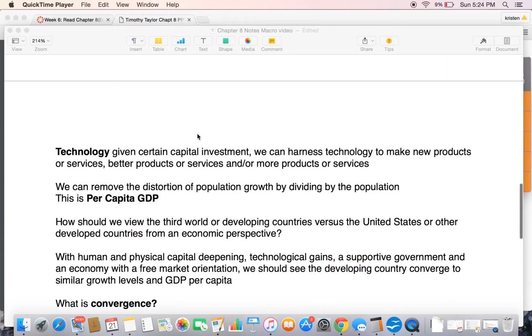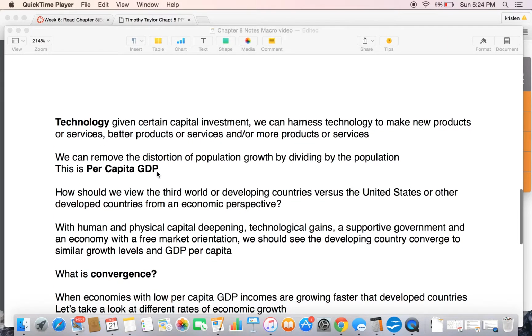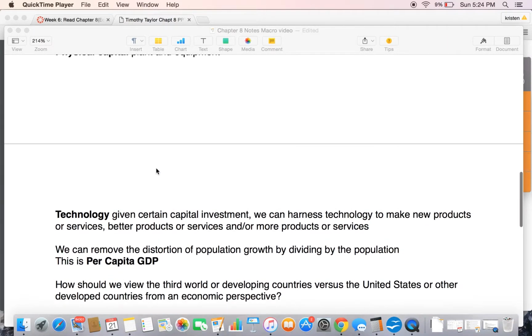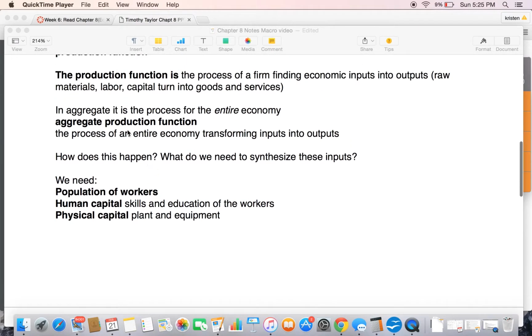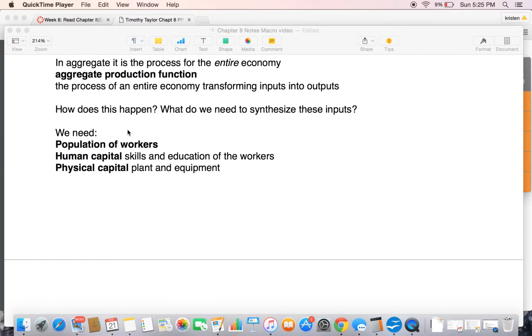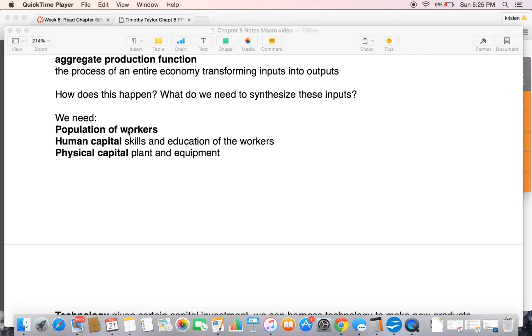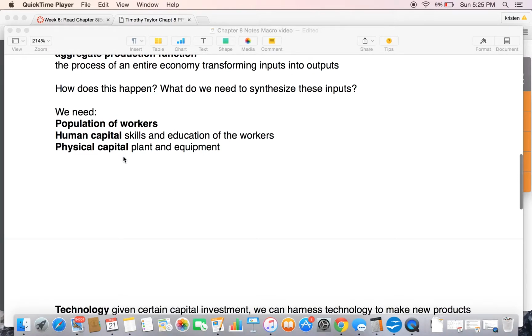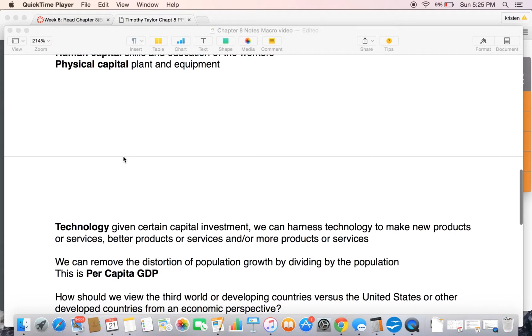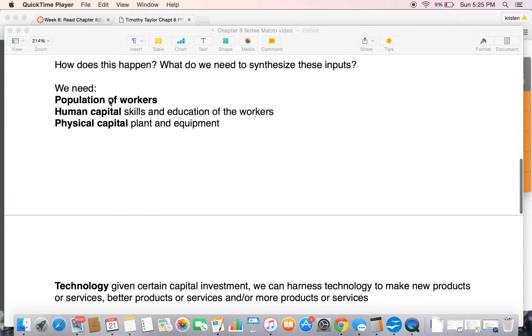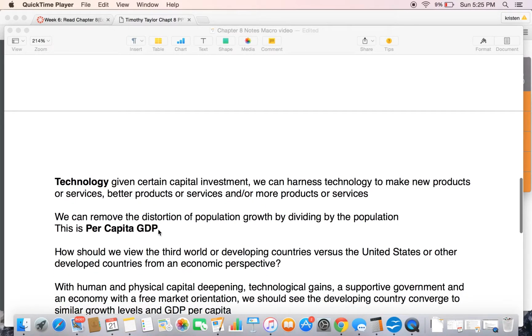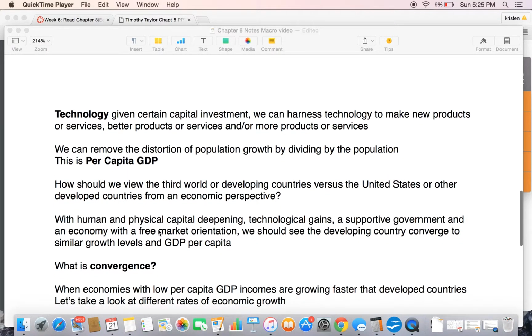Okay, so when we're talking about per capita GDP, what we're doing is we're taking our aggregate production function, which really is the synthesis of our population, our human capital, skills and education, the physical capital that we have access to, and harnessing the available technology, and removing the effects of population differences. So we're able to do a better comparison between one country and another.